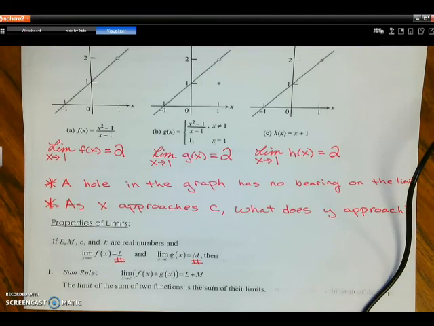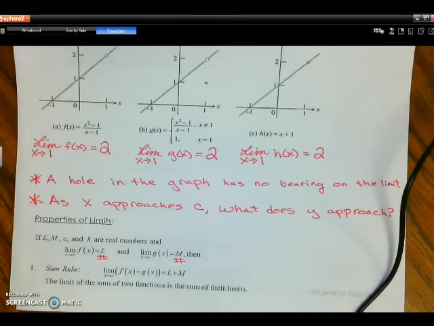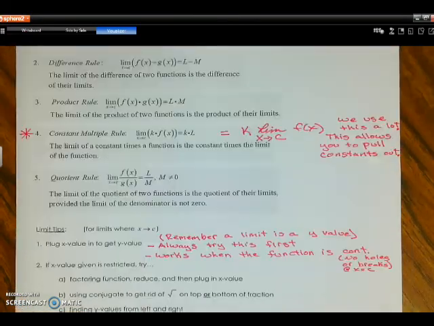Okay, so that's what that first property is saying. And then we'll talk about the next ones on the next page. Okay, a few other properties. The difference rule basically just says that the limit of the difference is the difference of the limits.